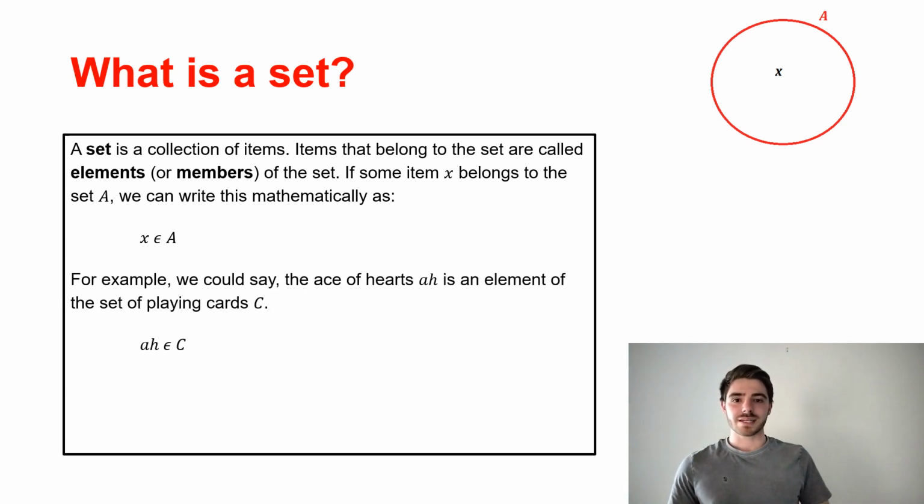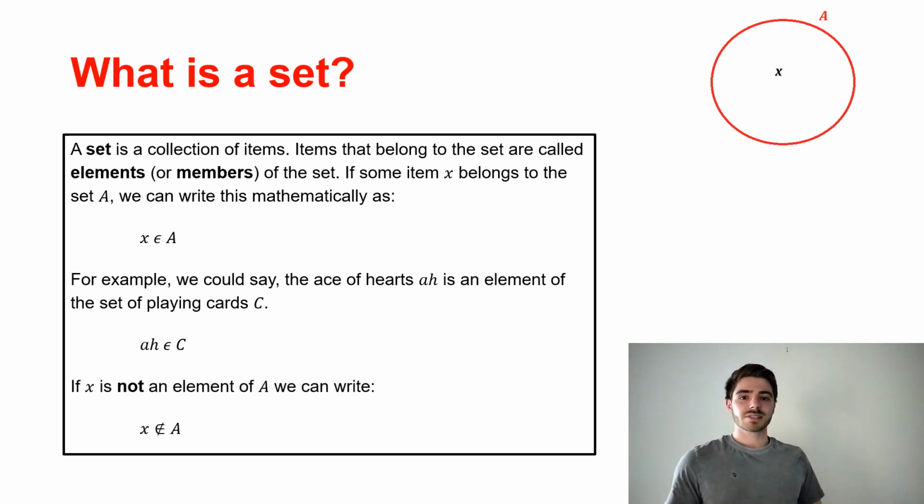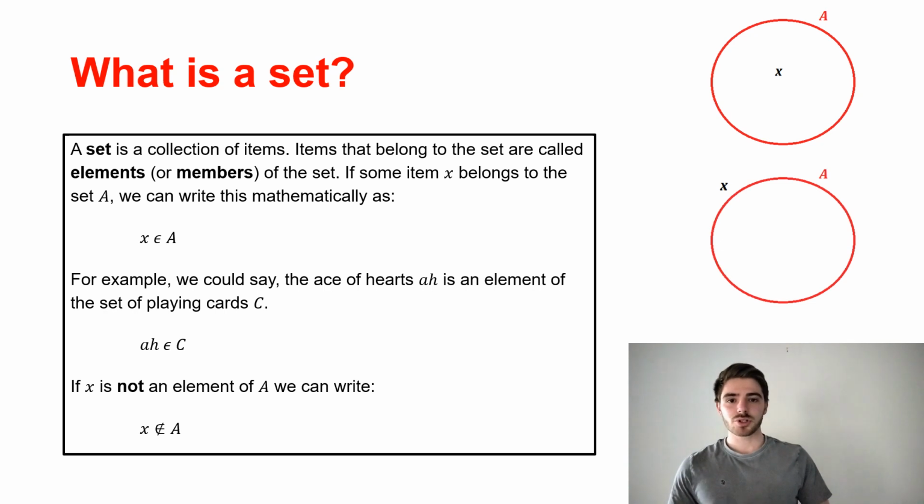This is to symbolise that X is an element of the set A. For example, we could say that the ace of hearts, AH, is an element of the set of all playing cards, C. If an item doesn't belong to a set, we use the same expression as before, but this time we put a slash through the symbol. Here is a Venn diagram of what that looks like. Notice that X is now no longer contained by the circle A. This is thus symbolising that X is no longer an element of that set.